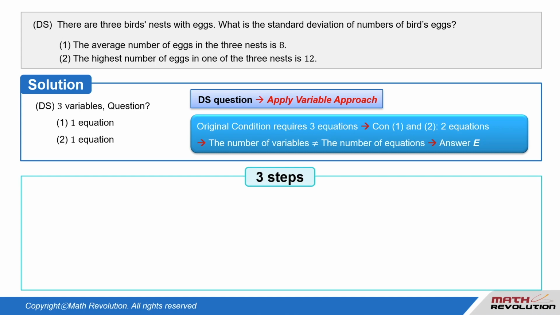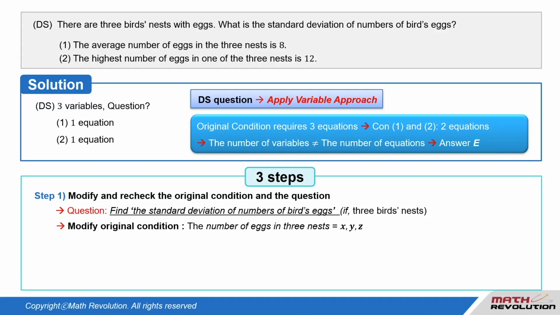Let's apply the 3 steps suggested previously. Follow the first step of the variable approach by modifying and rechecking the original condition and the question. We have to find the standard deviation of numbers of birds' eggs if there are 3 birds' nests with eggs. We are talking about the standard deviation of 3 values. So let numbers of eggs in the 3 nests be X, Y, and Z respectively. So, our question is to find the standard deviation of X, Y, and Z.